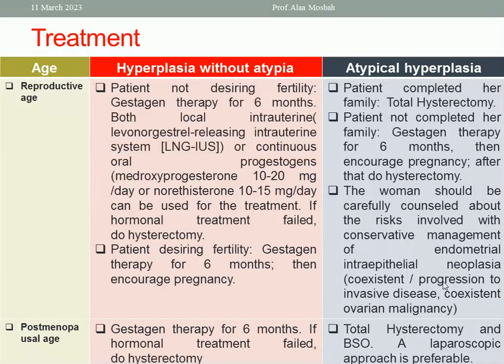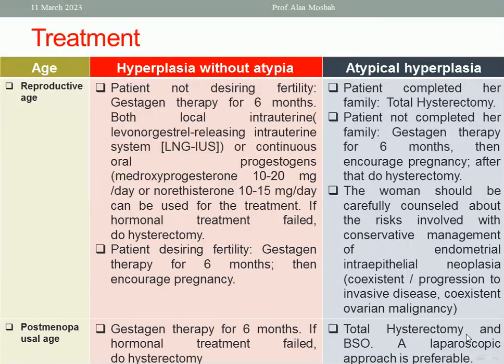Let us go to the other age, postmenopausal age. If she has hyperplasia without atypia, we will give her gestagen therapy for 6 months. If hormonal treatment failed, do total hysterectomy and bilateral salpingo-oophorectomy. Okay? What if the postmenopausal lady has atypical hyperplasia?